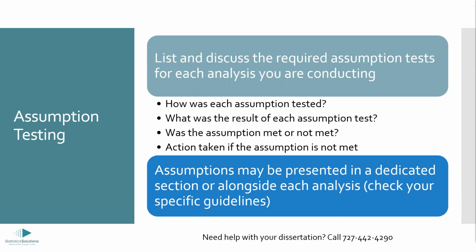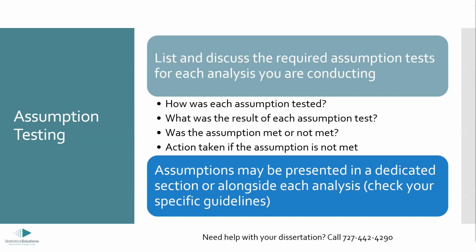So for instance, if you're doing something like an independent samples t-test, one of the assumptions that you might have to test is normality. So first, you want to talk about how you are testing that assumption. So how are you going to ensure that the data are normally distributed? Are you going to look at a histogram or a QQ plot? Or are you going to look at things like skewness and kurtosis values? Or are you going to use an inferential test like a Shapiro-Wilk test? Or are you going to use a combination of those things? So you want to say specifically how you're testing that assumption.